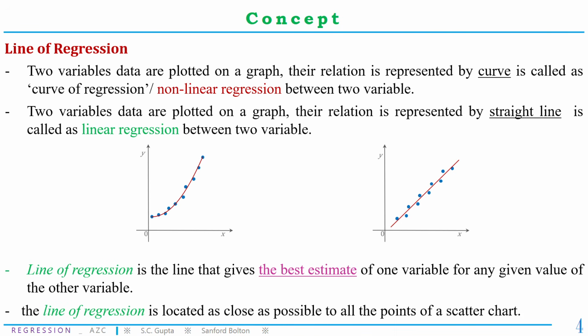Line of regression is the line that gives the best estimate of one variable for any given value of the other variable. The line of regression is located as close as possible to all the points of a scatter chart.